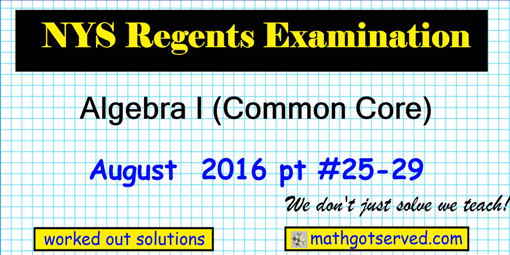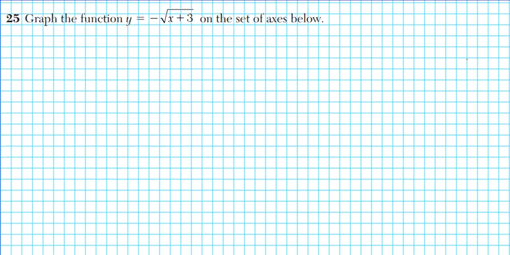Our goal here is not just to show you some tips and tricks to get the correct answer, but we are also going in depth into the mathematics behind why we're getting the results we're getting. Alright, let's take a look at question number 25. Here we're asked to graph the function y equals negative square root of x plus 3. Okay, and then a set of axes is provided for you.